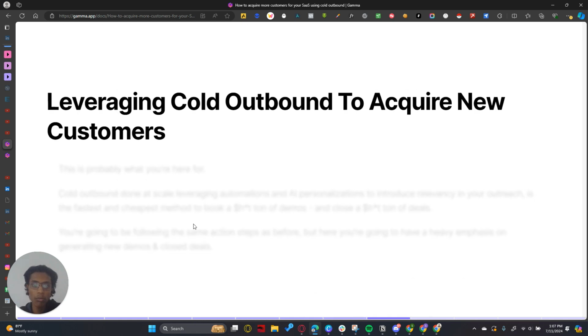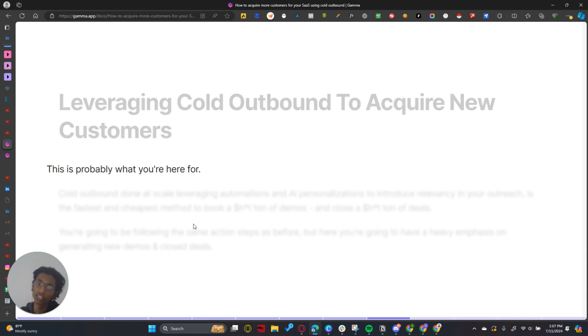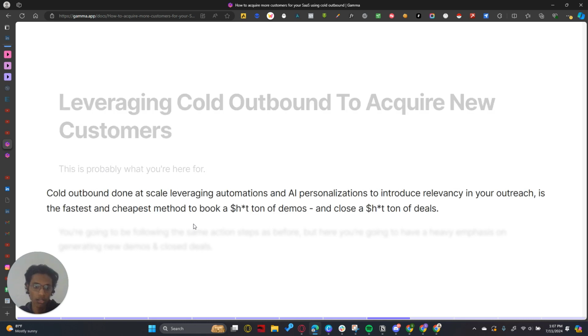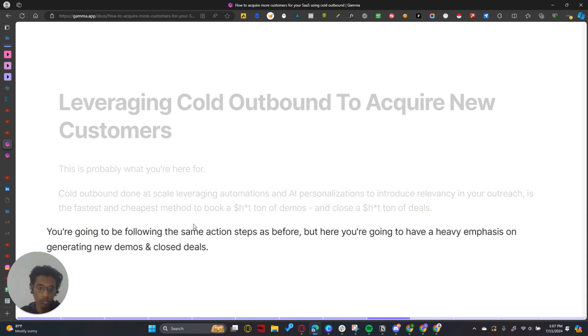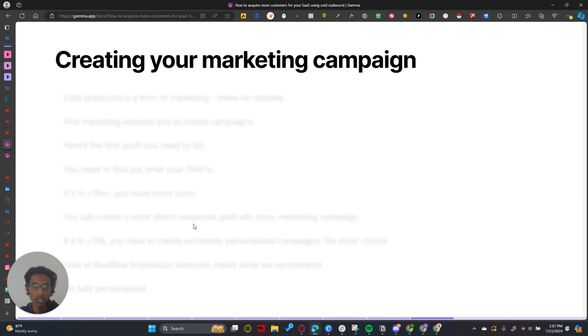Now, leveraging cold outbound to acquire new customers. This is what you're probably here for. Cold outbound done at scale, leveraging automations and AI personalizations to introduce relevancy in your outreach, is the fastest and cheapest method to book a ton of meetings, right? And meetings mean demos, and also close a ton of deals as well. You're going to be following the same action steps as before, but here you're going to have a heavy emphasis on generating new demos and closing deals.